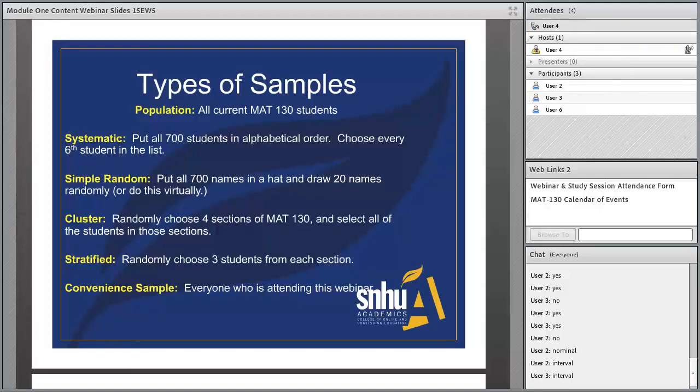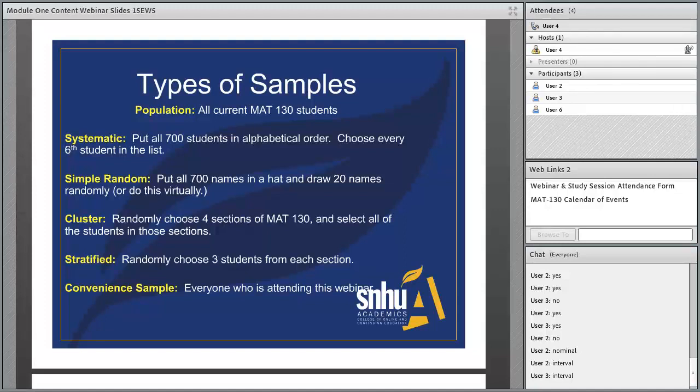So notice that neither the cluster nor the stratified are simple random, because in a simple random sample, it's possible that they all come from 4 sections, but it's also possible that they're all spread out, or it's possible that one section isn't represented. So a simple random sample is the most random, but it's not necessarily the best given your situation. Okay, so depending on the situation, you might want to use a different sample.